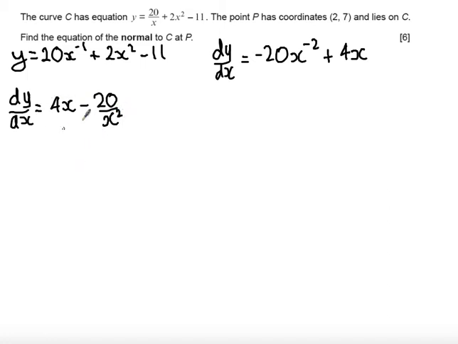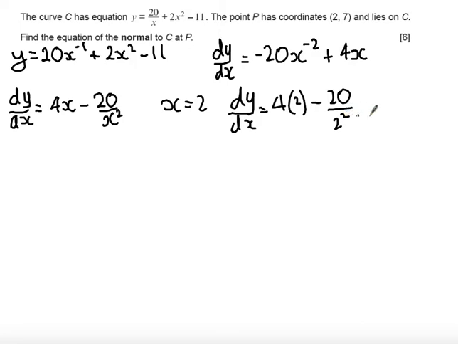Okay, so now I can find the gradient at any point on the curve. I need to find the gradient at the point (2, 7), so x is equal to 2. dy by dx will be equal to 4 lots of 2 minus 20 over 2 squared. So we get 8 minus 20 over 4. 20 over 4 is 5, so 8 minus 5, the gradient is 3. Now, the gradient of the tangent equals 3.